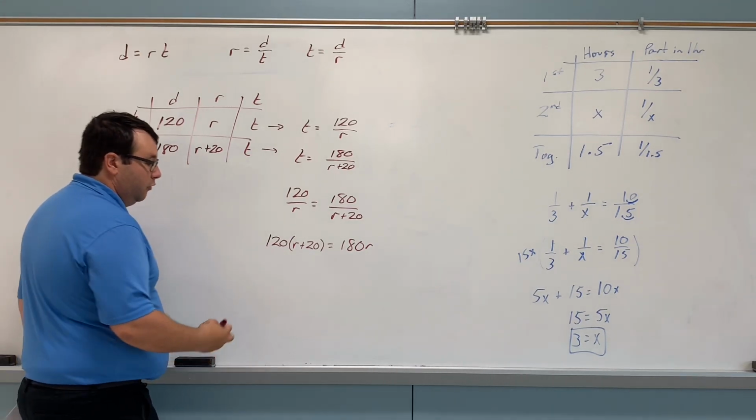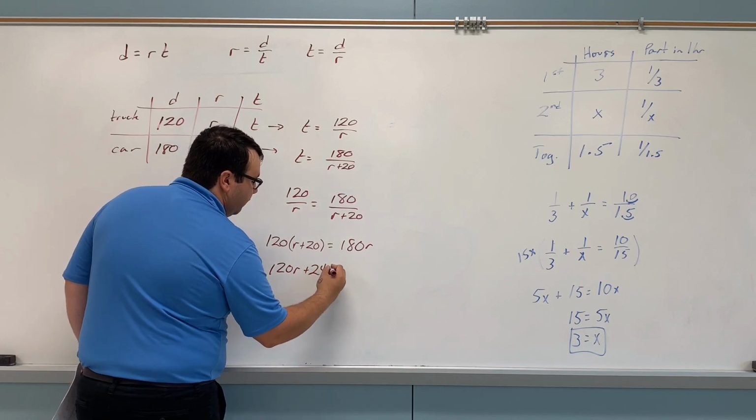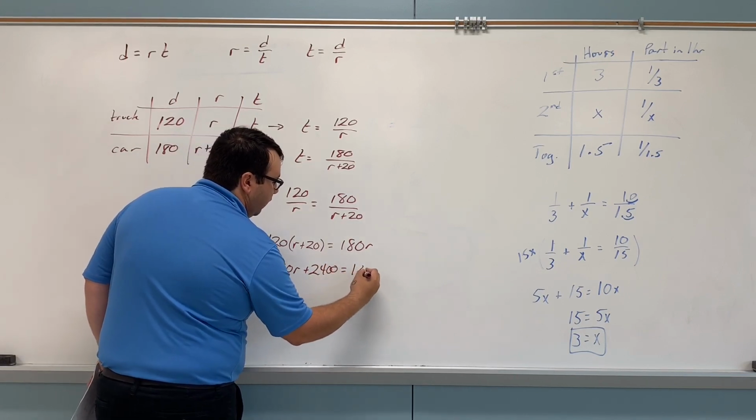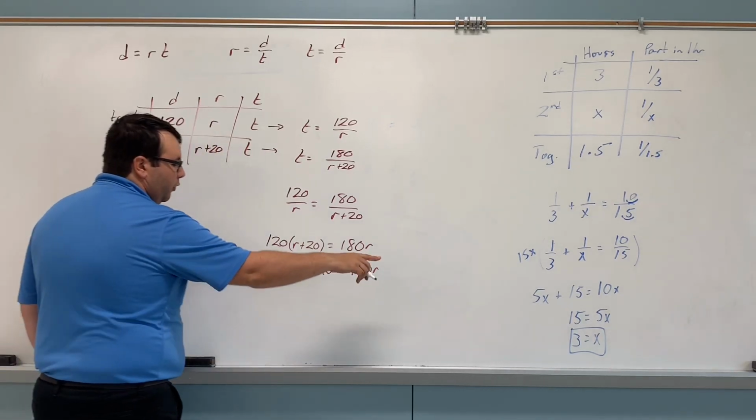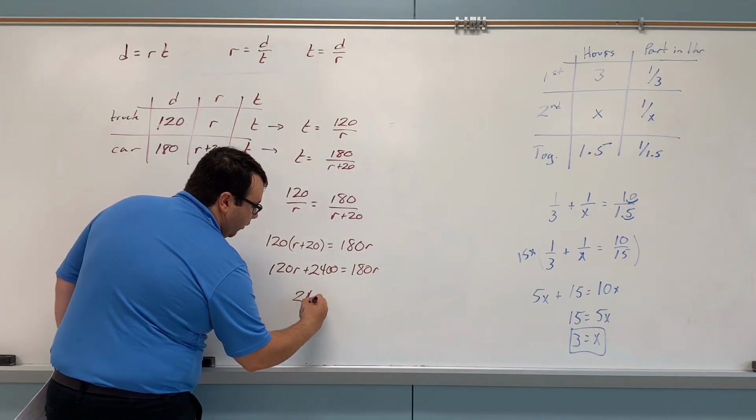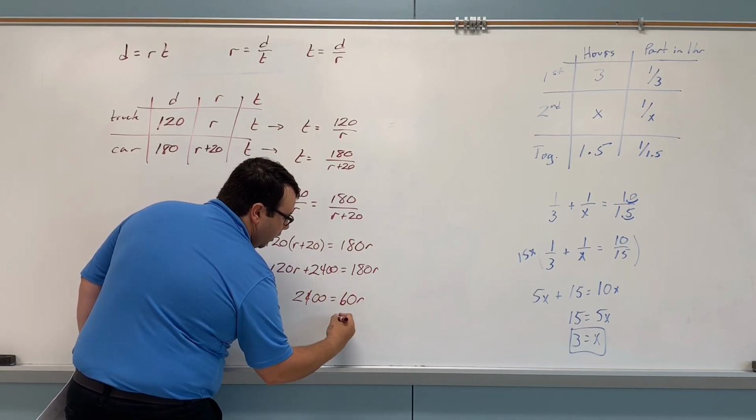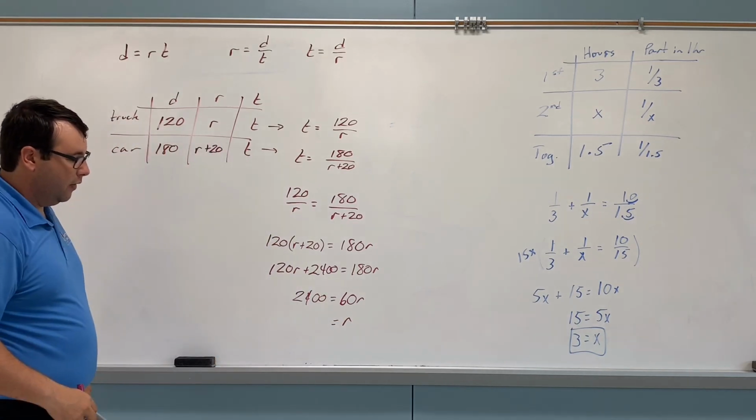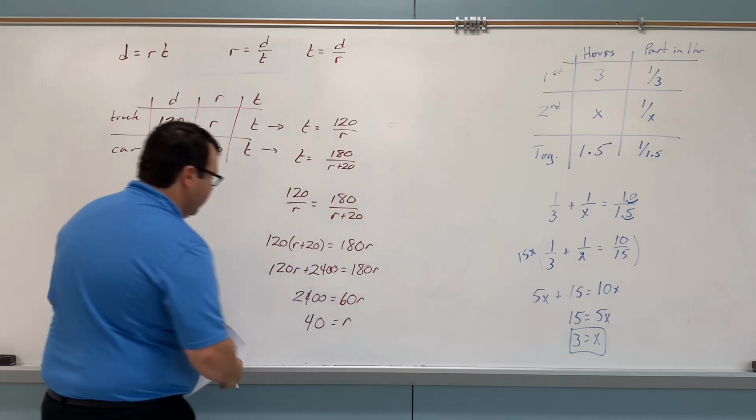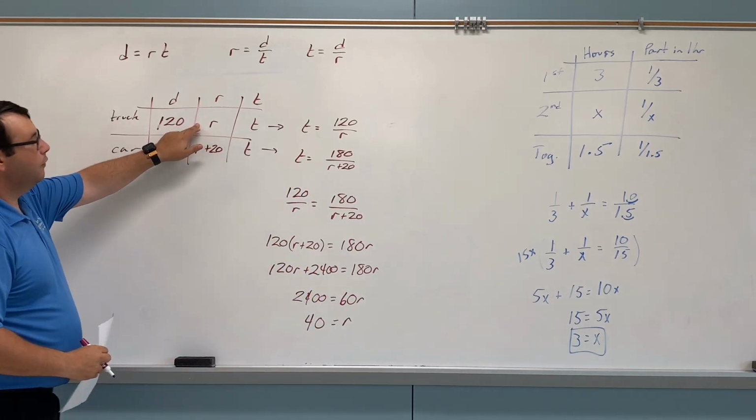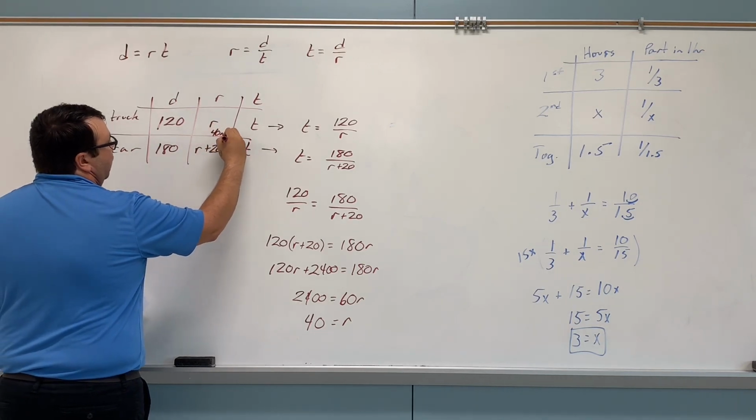At this point, you need to distribute. So you have 120 r plus that's 2400 is equal to 180 r. I'm going to move my 120 over. So that's 2400 is equal to 60 r. Once you divide out 60, r will equal 40, which is 40 miles per hour for the truck. The truck is 40 miles per hour.